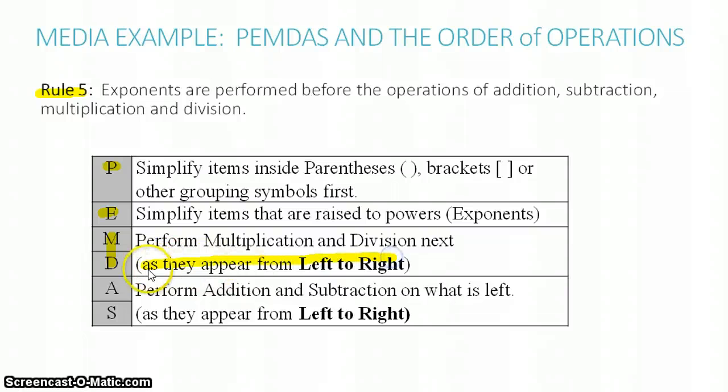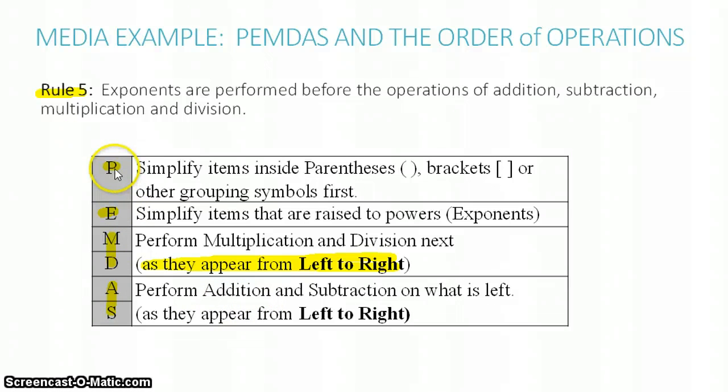So remember this from the beginning. This is very important, okay? That will work from left to right for all multiplication and division. So they have the same order from left to right. And finally, addition and subtraction from left to right.